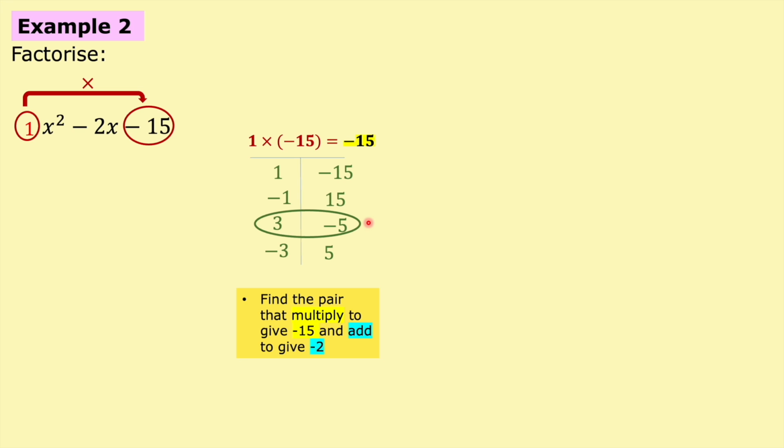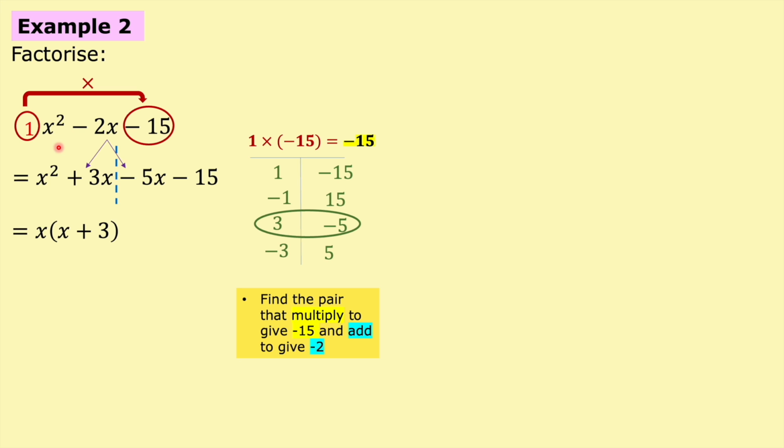Now we're going to rewrite our expression. So we're essentially splitting up this negative 2x to become plus 3x, negative 5x. Our x squared stays the same. We've got plus 3x, negative 5x, and then the negative 15 stays the same. We're then going to split this expression straight down the middle and factorise the first set of numbers by taking out a common factor of x to get x bracket x plus 3.